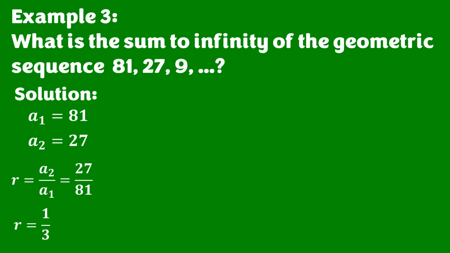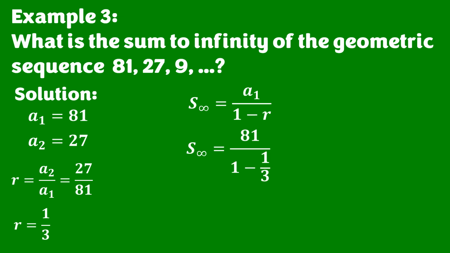And then since the value of r is greater than 0 but less than 1, and we were asked to determine the sum to infinity, the formula that we're going to use is s sub infinity is equal to a sub 1 all over 1 minus r. And we're going to substitute the value of a sub 1 and r in the formula. So we have the sum to infinity, or s sub infinity, is equal to 81, that is a sub 1, all over 1 minus 1/3. 1/3 is the value of r. And then 1 minus 1/3 is equal to 2/3.